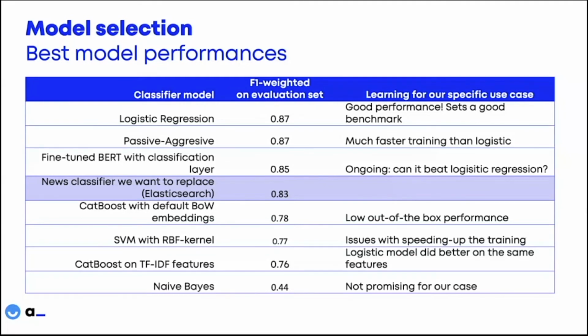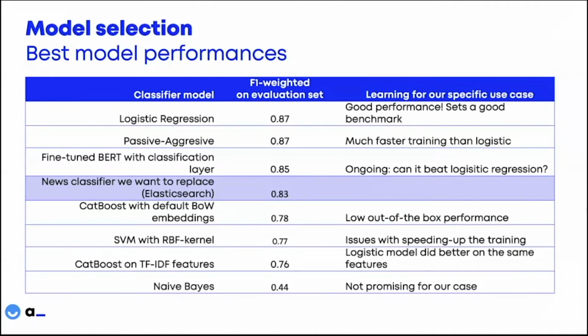Same as logistic regression, the passive-aggressive classifier was a bit faster to train, but with the same score. BERT also managed to be better than the current classifier. There, we didn't invest so much work in BERT, we just fine-tuned it with our data, and this out-of-the-box performance was a tiny bit better than the current state, so we are in an ongoing search to see if maybe we can improve it more with more work.